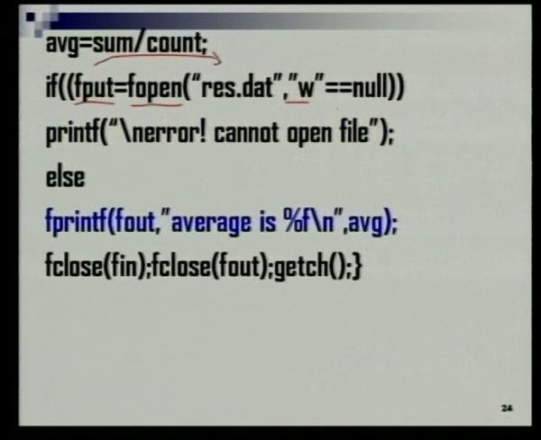Otherwise, you use the fprintf statement. fout indicates the file name, what you want to print is "Average is %f" and you print the average. Then you close fn, you close fout, and getch is to obtain the result. Instead of using fclose(fn) and fclose(fout), you can also use fcloseall. So, this is how you read using fscanf and you write using fprintf.